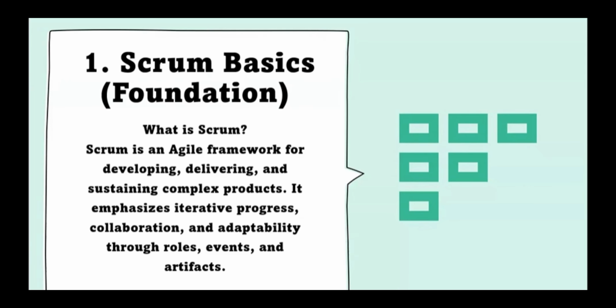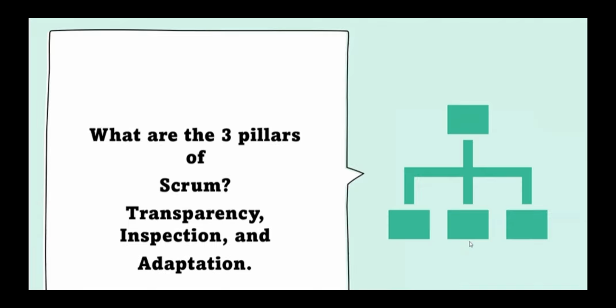What is Scrum? Scrum is an agile framework for developing, delivering, and sustaining complex products. It emphasizes iterative progress, collaboration, and adaptability through rules, events, and artifacts. What are the three pillars of Scrum? Transparency, inspection, and adaptation.